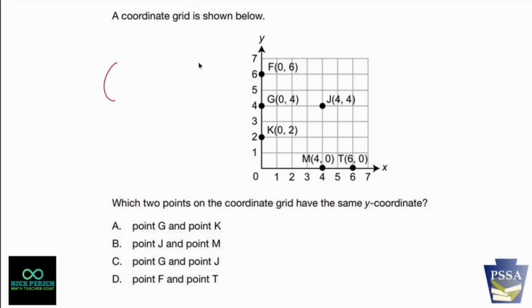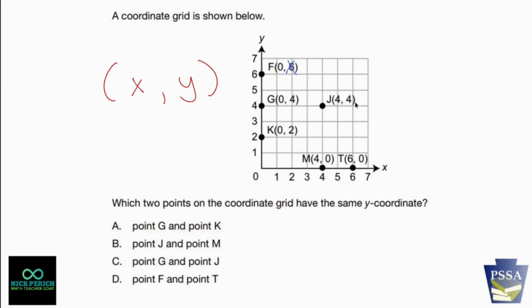Remember, a coordinate is given to you as an x and a y. So the number after the comma is your y value. So I need the ones that have the same exact y value. Well, that happens twice. 6 has no other y value like it, get rid of it.